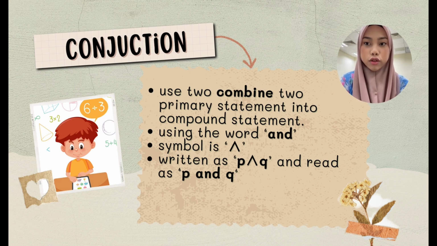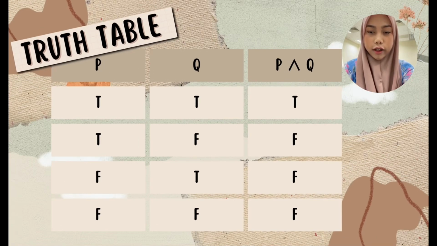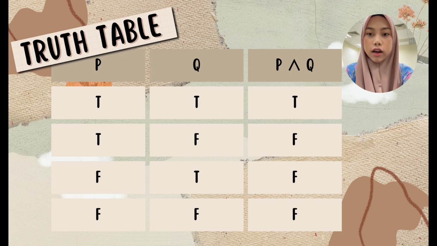Conjunction is used to combine two primary statements into compound statement by using the word and. The symbol is like inverted V. It is written as P inverted V Q and read as P and Q. Okay, so this is truth table for conjunction. To remember this, for conjunction, both statement must be true to get true. So, other will be false.